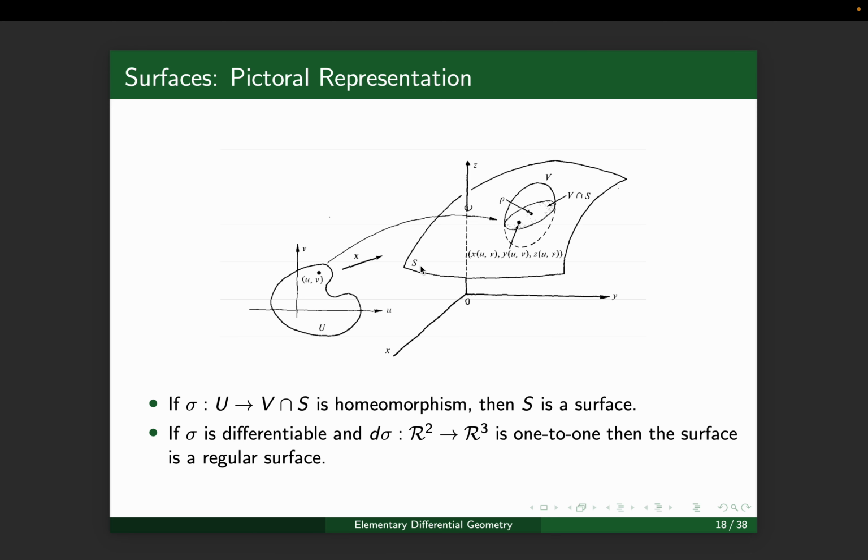Here in the picture you can see, for every point in S, if we can map the neighborhood containing the point P to an open set in R2, then we can call the set a surface, or the neighborhood a surface.